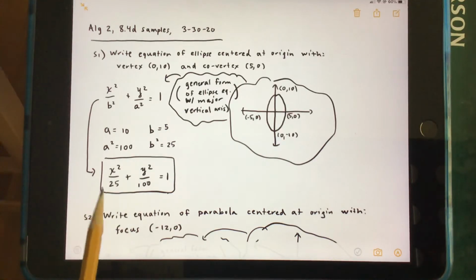So we're going to write x squared over 25 plus y squared over 100 equals 1. And so since our major axis is vertical, that's why that bigger number, 100, goes underneath your y squared. So the major axis will pair with the variable based on whether or not it is horizontal or vertical.